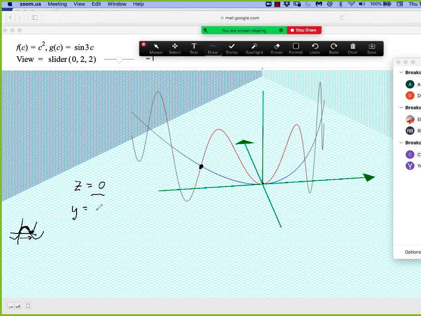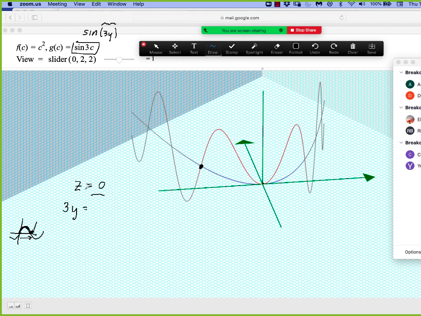Now we have to be careful, because we have sine of what? Sine of 3y, right? So we want y to be pi? What do we want to be pi? The whole thing to be pi, so we want y to be pi over 3.